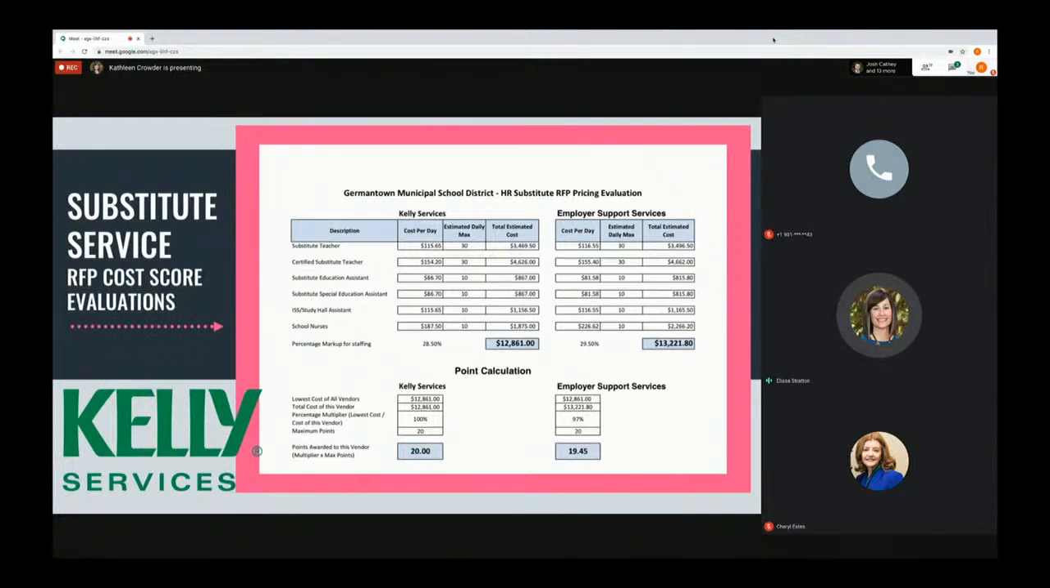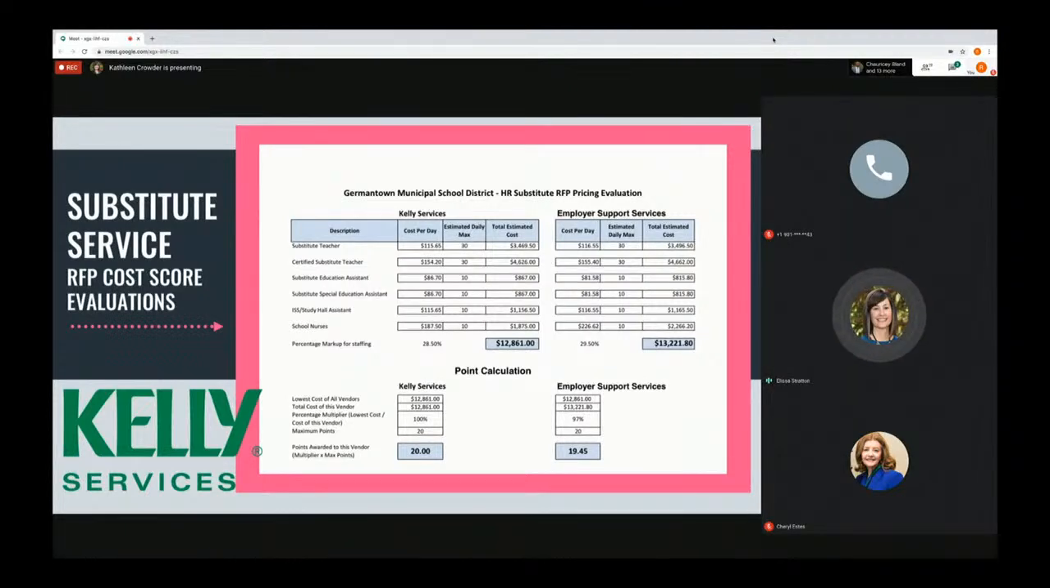We received 2 responses from companies, Employer Support Services, or we all know them as ESS, and Kelly Services. An evaluation committee was assembled to review the RFPs, and the committee reviewed and discussed components, which included recruitment, training, staffing, software, and pricing. What you see on the screen right now is just a snapshot of the pricing between Kelly Services and ESS. One thing I want to highlight is on this handout. When a certified substitute is completing an interim assignment, his or her daily rate of pay does increase on the 21st day of teaching in that placement, which is why you see a distinction between a substitute teacher daily rate of pay and the certified substitute teacher. Those are for our interims.